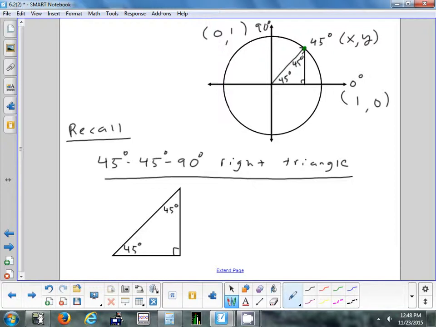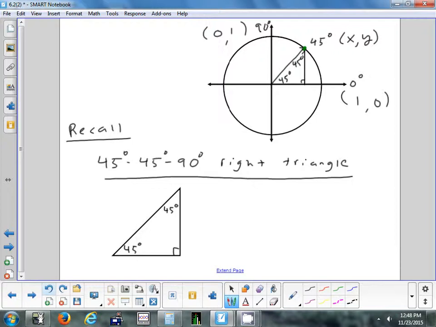45 isn't all the way up. Yeah, 45 is not all the way up at the top, nor is it all the way to the right. 1, 1 would be right 1, up 1. 1, 1 would be somewhere up there. It would be like the edge of a square if you're going to put that circle inside a square. So it's not 1, 1. It is 2 numbers that are the same, if you think about what kind of triangle this is.